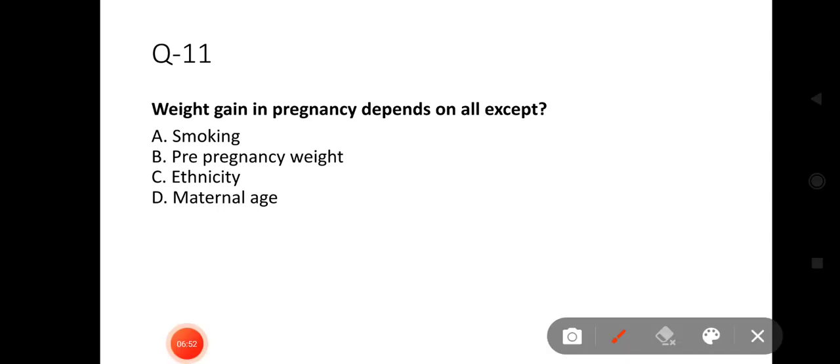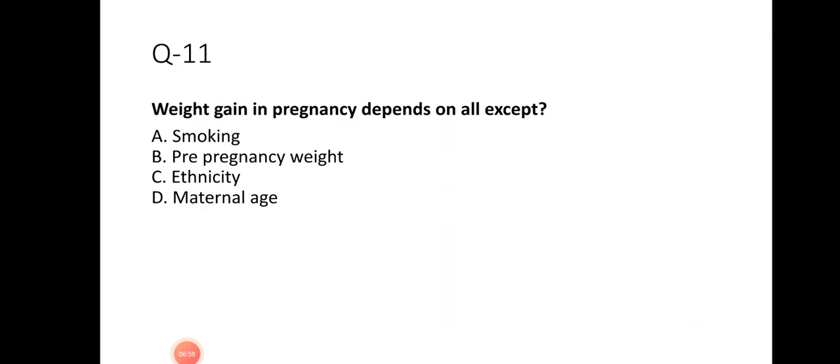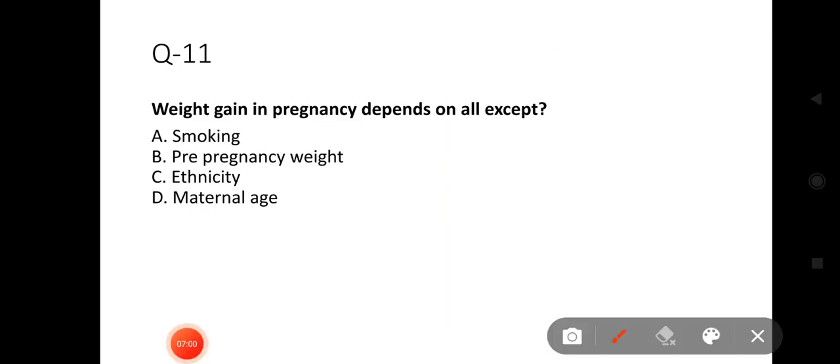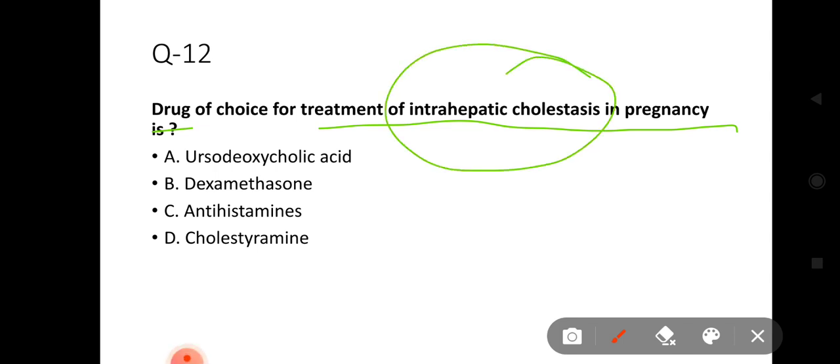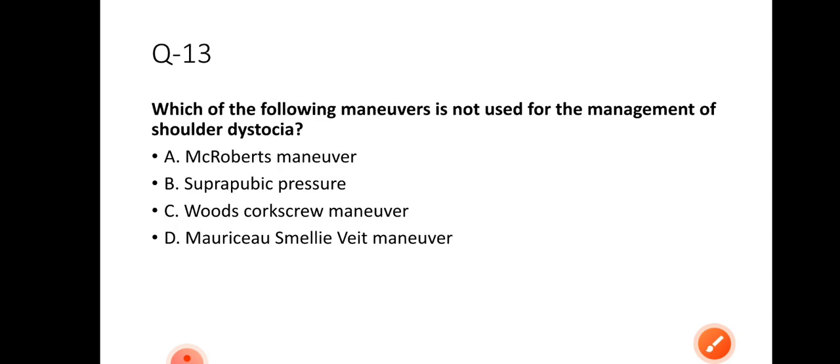Next is, weight gain in pregnancy depends on all except: smoking, pre-pregnancy weight, ethnicity, and maternal age. So answer is A, weight gain in pregnancy does not depend on smoking, it depends on pre-pregnancy weight, ethnicity, maternal age. Now, drug of choice for treatment of intrahepatic cholestasis of pregnancy: ursodeoxycholic acid, dexamethasone, antihistamines, and cholestyramine. So drug of choice is ursodeoxycholic acid.